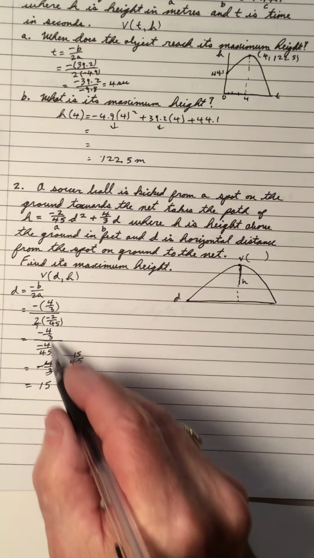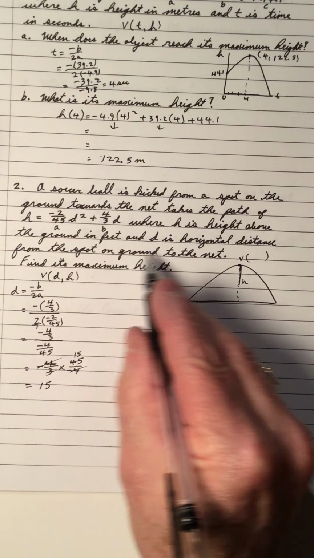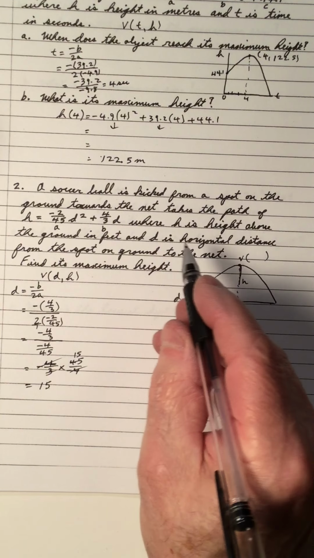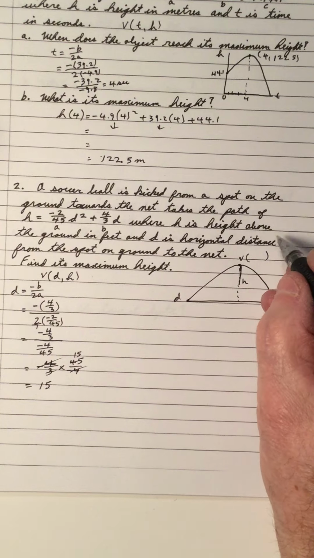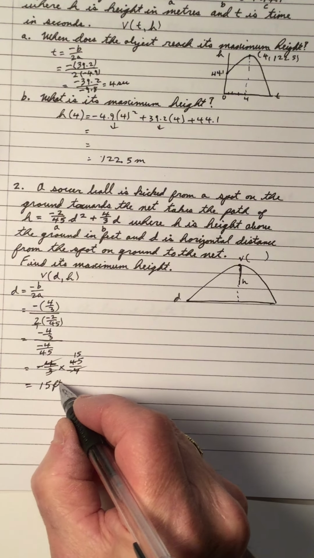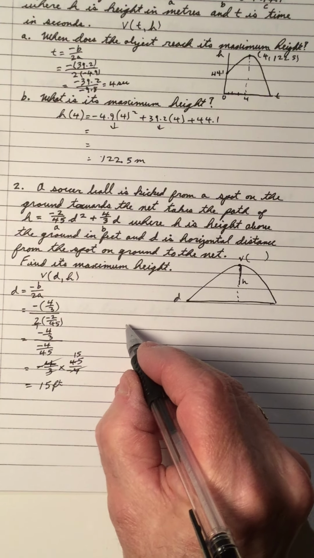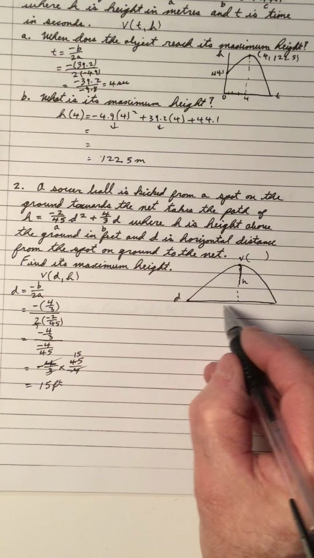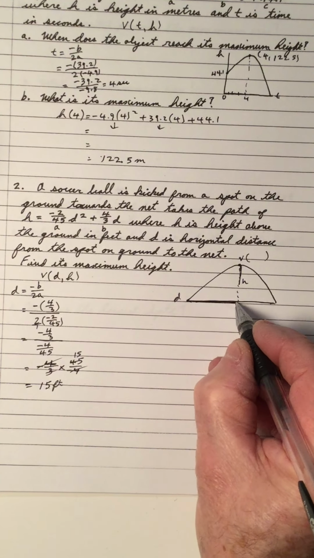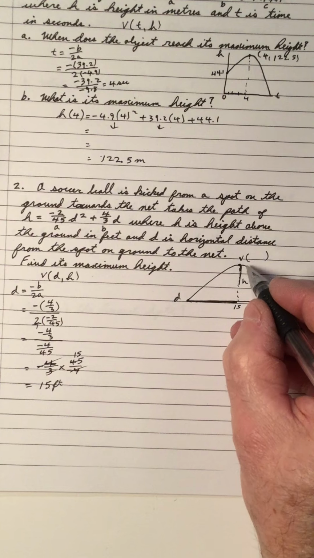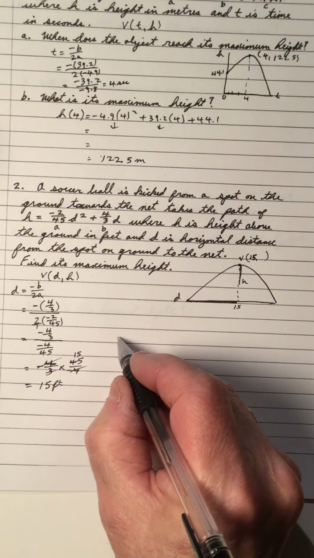And notice D is the horizontal distance. That's the distance to the net, and the height is in feet, so we could say the distance is in feet. So that's the horizontal distance. From here, it's 15 feet out, and it's going to be a certain height. Let's get that height.